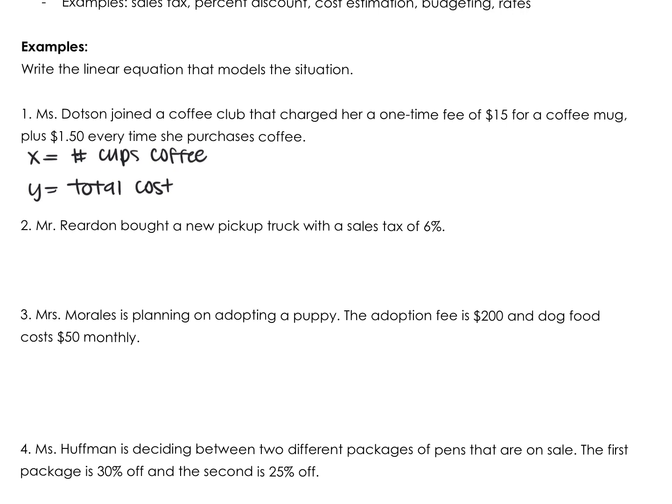So for our equation, we'll have y equals, then we have to have the cost per coffee, which is $1.50x, plus, and then the one-time fee of $15. And that's the linear equation that represents the situation. Number 2, we have that Mr. Reardon bought a new pickup truck with a sales tax of 6%.